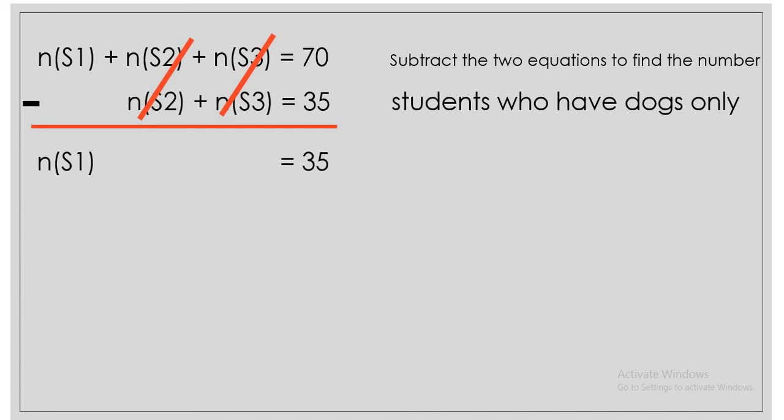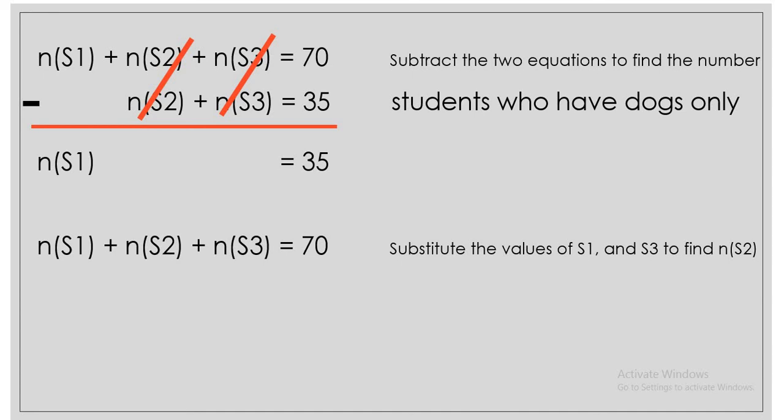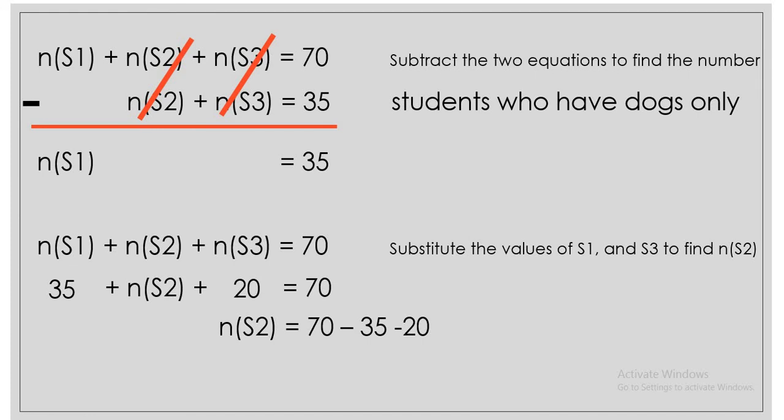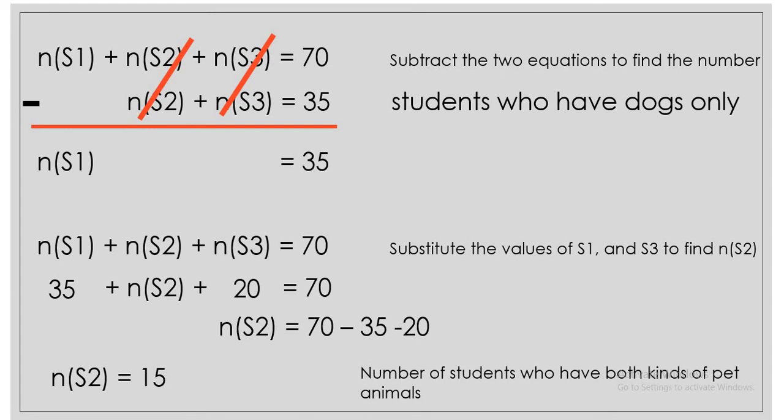Alright, so this time, nakuha na natin si S1 and S3. S1 is 35 and S3 is 20. So, let us substitute the values of S1 and S3. Okay, S1 is 35 and S3 is 20. Alright, so we will use the additive inverse. So, n(S2) is equal to 70 minus, okay, the additive inverse of positive 35 is negative 35. And the additive inverse of positive 20 is negative 20. Okay, let us simplify. So, our n(S2), or the number of students having rabbits and dogs, is 15. Why? 70 minus 35 minus 20 is 15. So, we have 15 students with both kinds of pet animals.